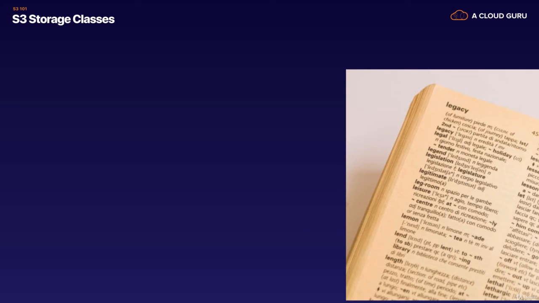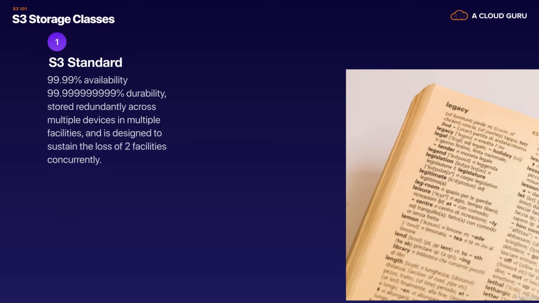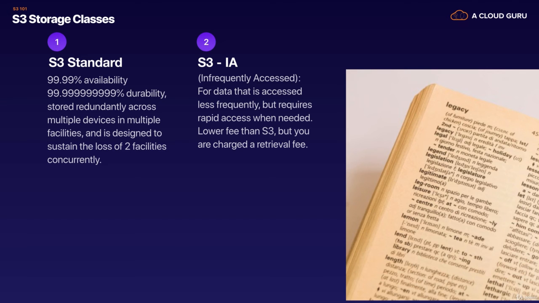So I talked about the different storage classes and how important they are to passing your exam. So let's cover them off now. S3 standard, this is the one with 99.99% availability and 11 nines durability, and it's stored redundantly across multiple devices in multiple facilities and is designed to sustain the loss of 2 facilities concurrently. So it is really, really highly available and highly durable.